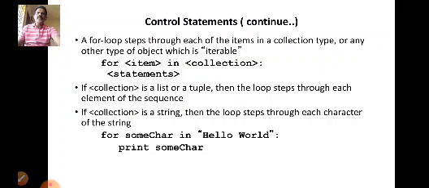For item in collection, statements. If the collection is a list or a tuple, then the loop steps through each element of the sequence. If the collection is a string, then the loop steps through each character in the string. For example, for character in "hello world", print character.